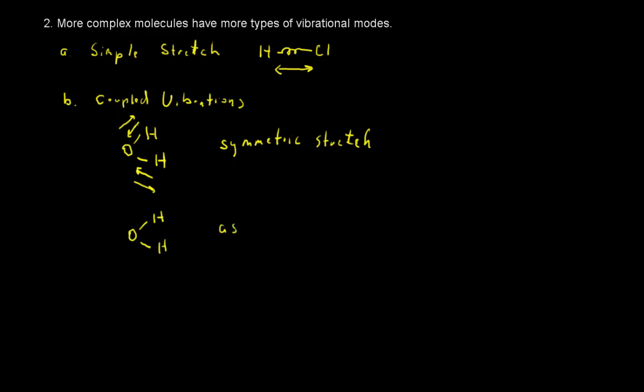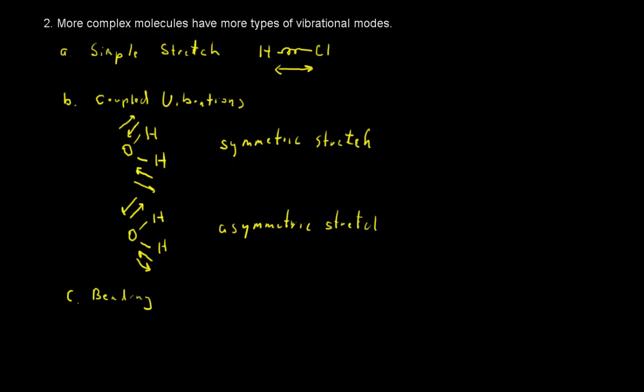So the asymmetric stretch is when one bond is lengthening and the other is compressing. This one will lengthen as this one compresses, and then the reverse happens. That one will compress while this one lengthens. So that's an asymmetric stretch. Those are known as coupled vibrations. And there aren't just stretching vibrations available to molecules. There are also bending vibrations, which are not as important in infrared spectroscopy, but you can certainly see them in an infrared spectrum.